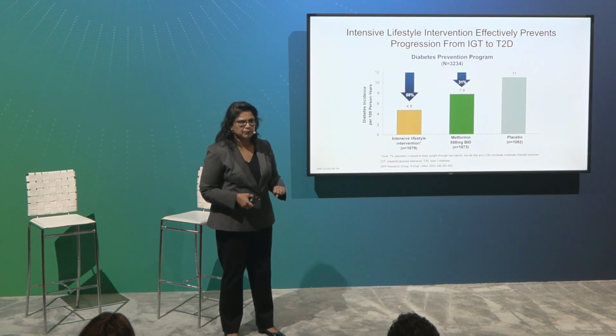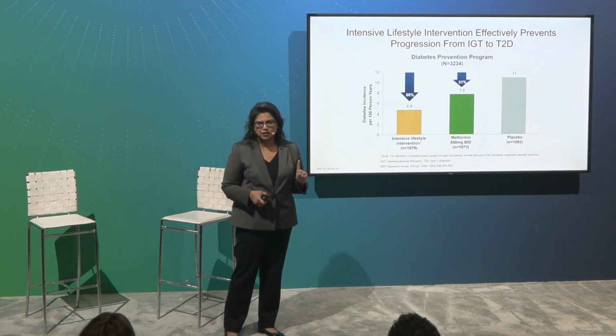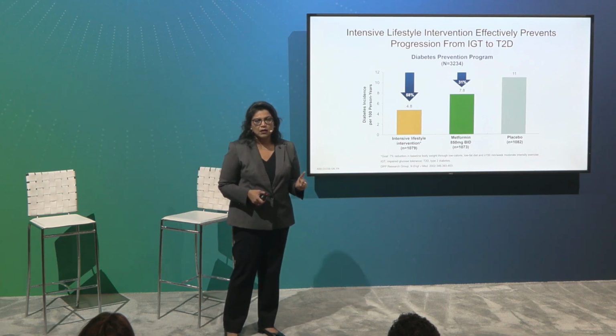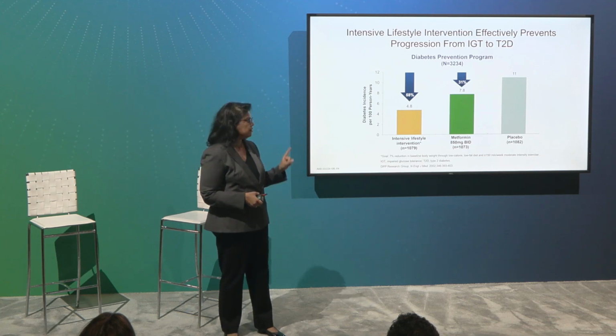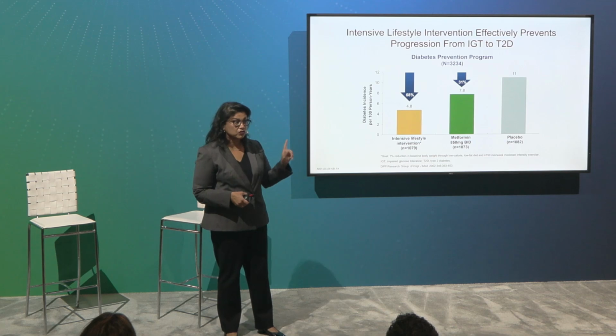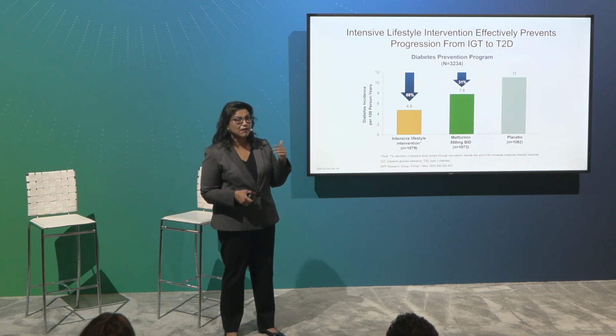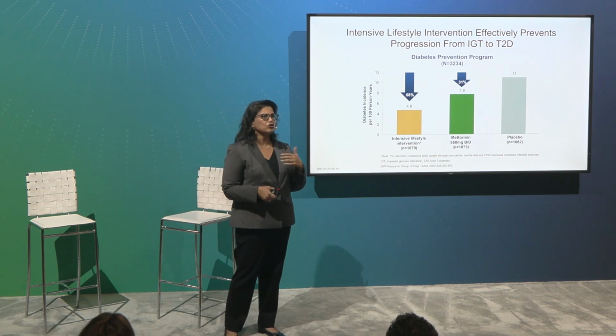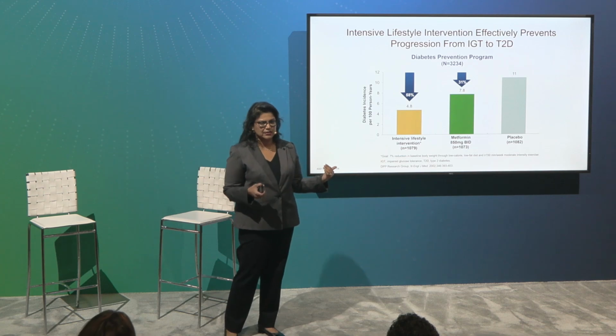The second treatment group was patients that were put on metformin, 850 milligrams twice a day. They also reduced their incidence of diabetes by 31%. So drug actually did not do as great as lifestyle. Another huge point for us to take home.